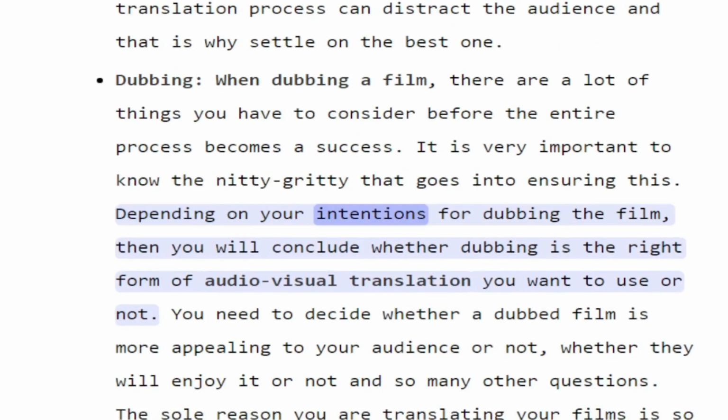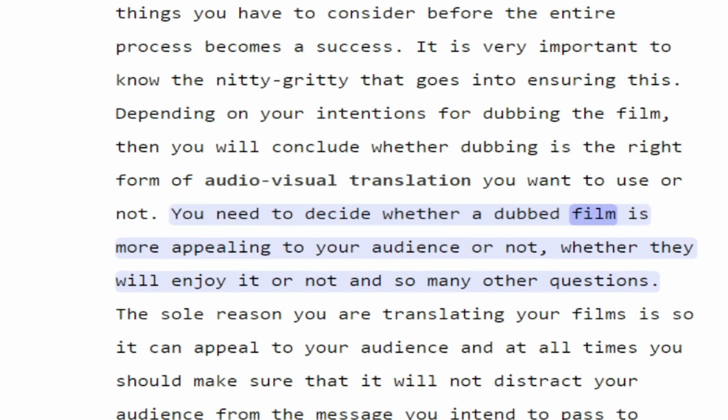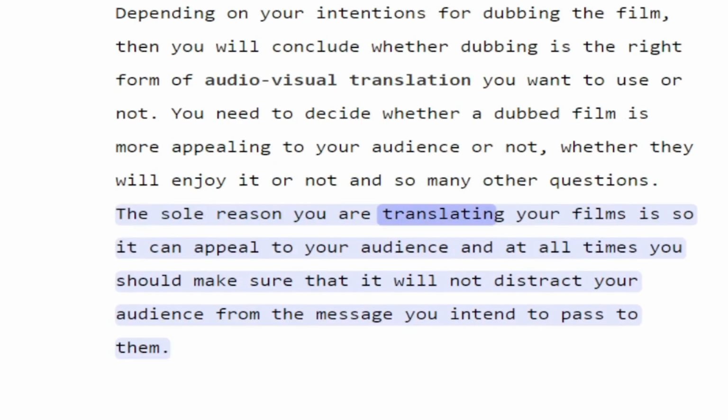Depending on your intentions for dubbing the film, you will conclude whether dubbing is the right form of audiovisual translation you want to use or not. You need to decide whether a dubbed film is more appealing to your audience or not, whether they will enjoy it or not, and so many other questions. The sole reason you are translating your films is so it can appeal to your audience, and at all times you should make sure that it will not distract your audience from the message you intend to pass to them.